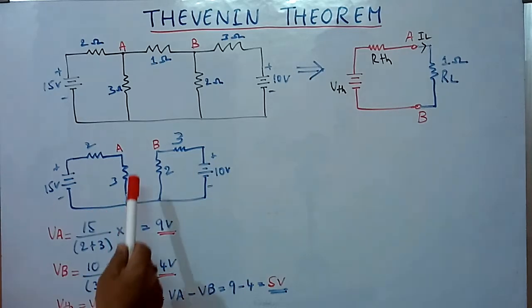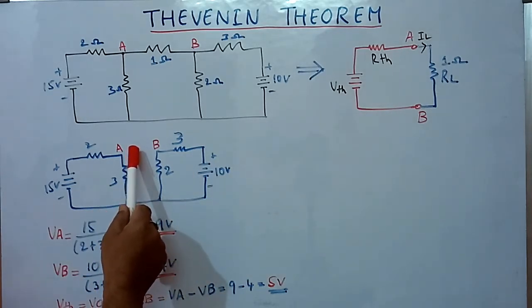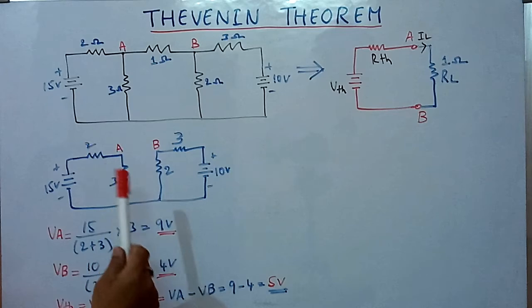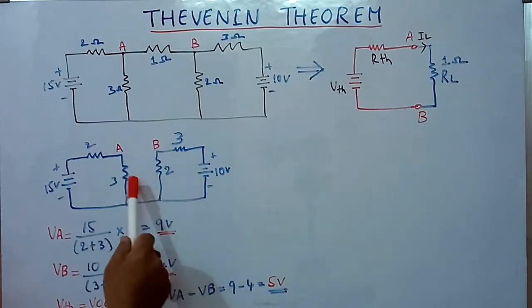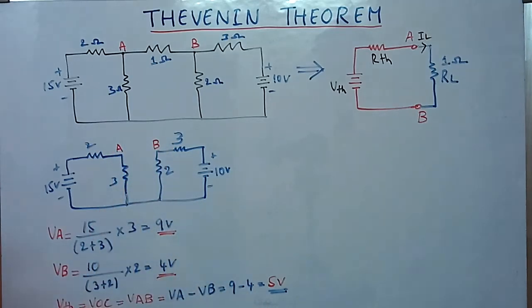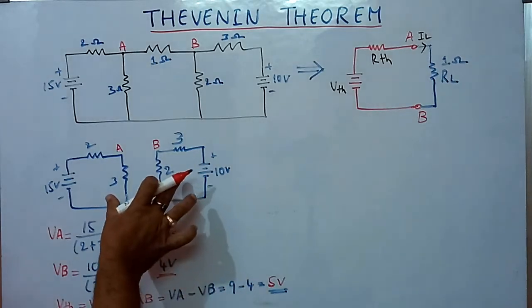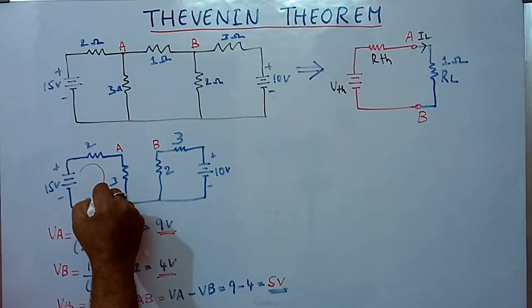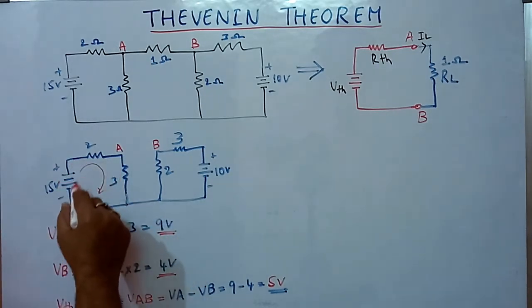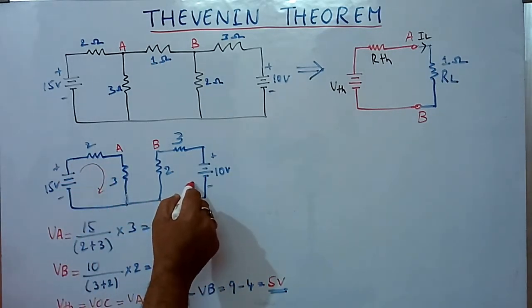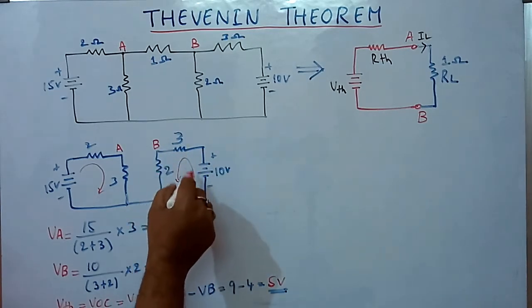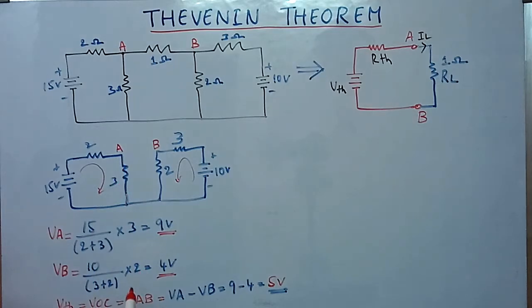Now we need to find the VOC or open circuit voltage across the terminals A and B as in step number 2. Here in this network, the two sources are acting, and 15 volt source, the current flows in this way, and the 10 volt source causes the current through resistance 3 ohm and 2 ohms.